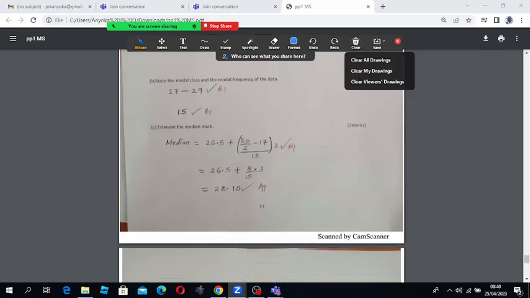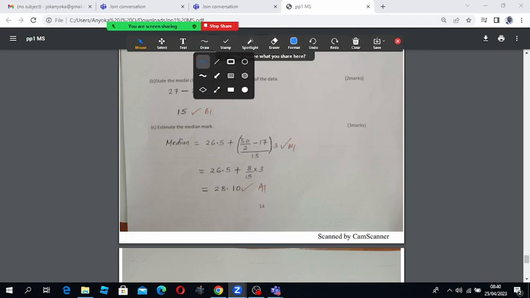Yes, 3, not 4. Let's substitute in the formula. L, the lower class boundary, is 26.5. 50 over 225 minus 17, the cumulative frequency above the median class, divided by 15, which is the median class. 29.5 minus 26.5 is 3. Then you evaluate and you get your answer as 28.10. Are we in agreement?